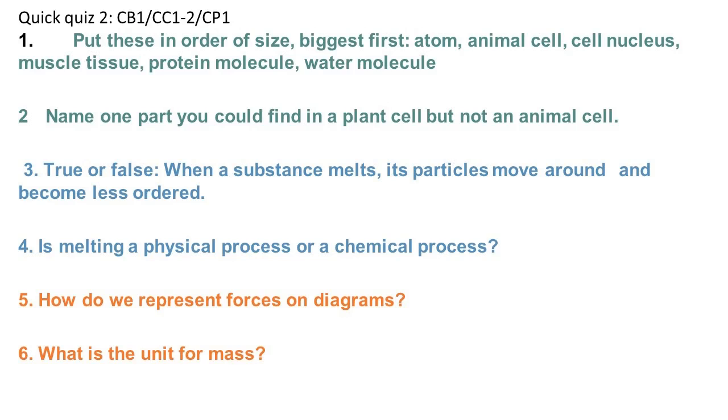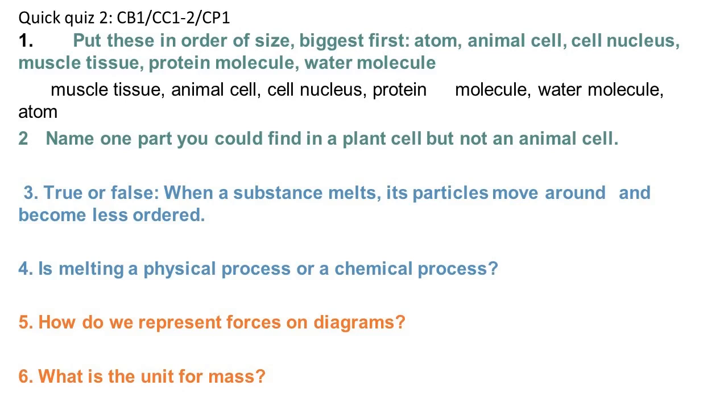Okay, so let's go through these questions. So question 1 said put these in order of size, and we want the biggest first. So from that list we've got an atom, an animal cell, a cell nucleus, muscle tissue, a protein molecule and a water molecule. So the largest in that group will be muscle tissue, because muscle tissue is made up of lots of different cells.